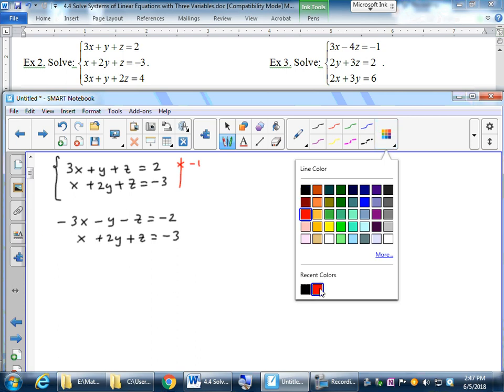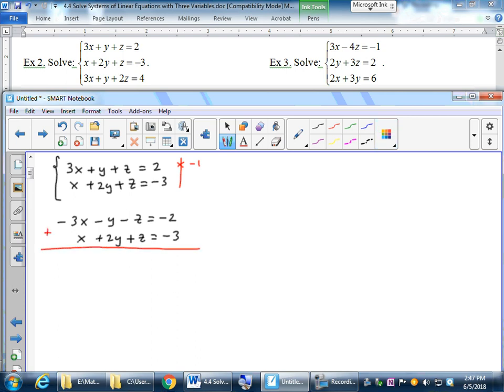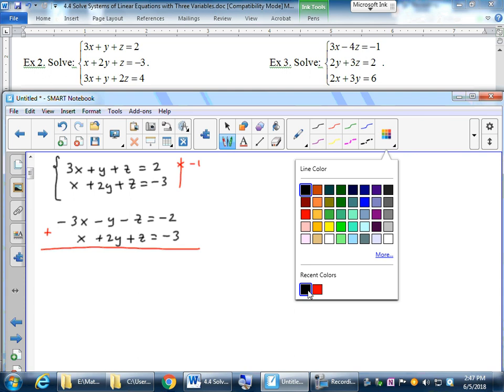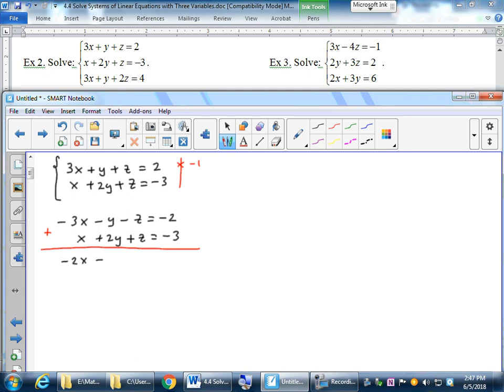And now we add the 2 equations together, so this will give us -2x plus y is equal to -5. So notice that after we eliminate variable z, I have an equation with x and y only. Now we're going to choose a different pair of equations. That's my next step. And in this case, I will choose equation number 2 and equation number 3.